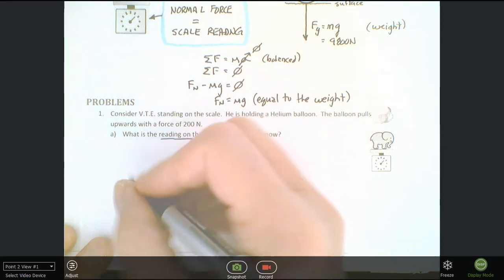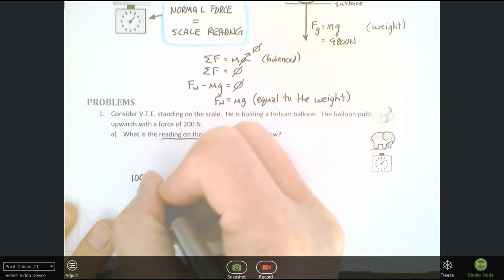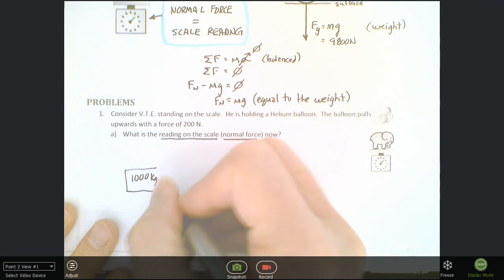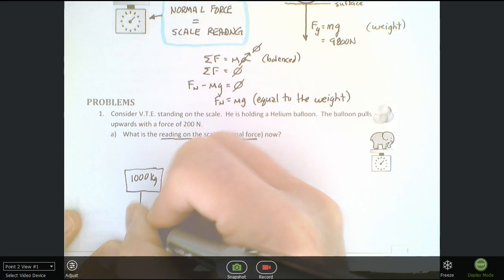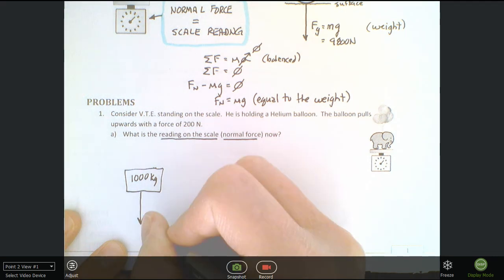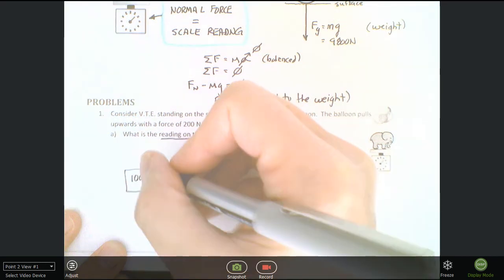Well, let's see. If we draw the free body diagram, his 1,000 kilogram mass, I'll just make him a square, whatever. We know that the force of gravity pulling down is mg, which equals 9,800 newtons. That didn't change. But now there's a balloon force.